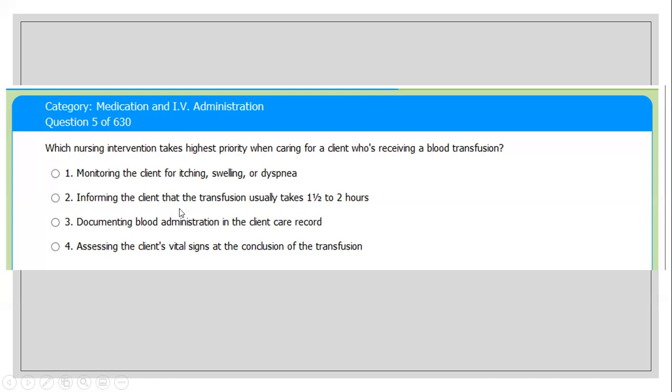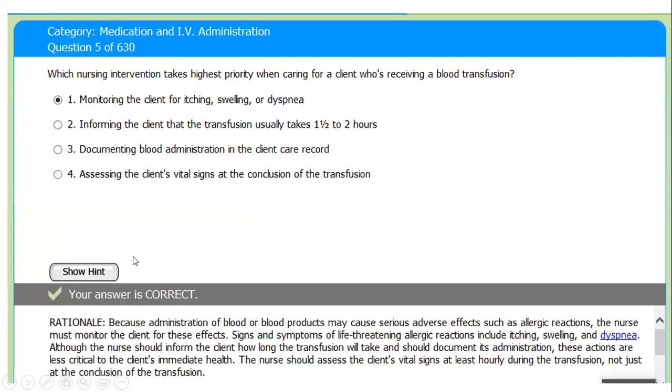Also inform the client that the transfusion usually takes half an hour to 2 hours, and also documenting. Documenting is important, but it is not the first priority. Also, we have to check the vital signs. It is also very important, right? But what is the first priority?